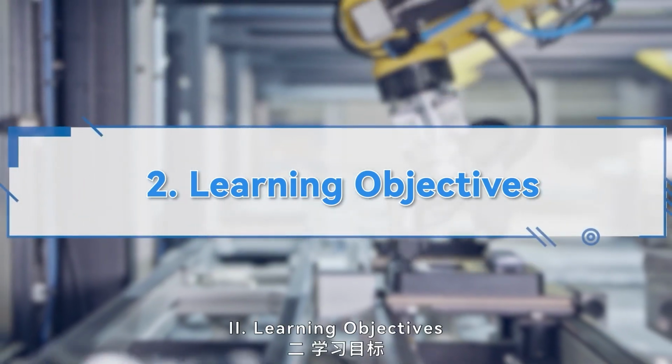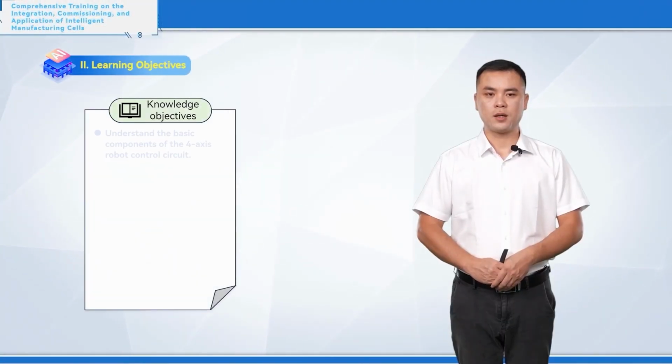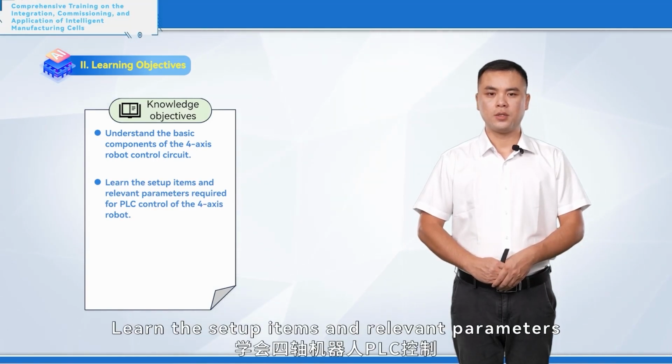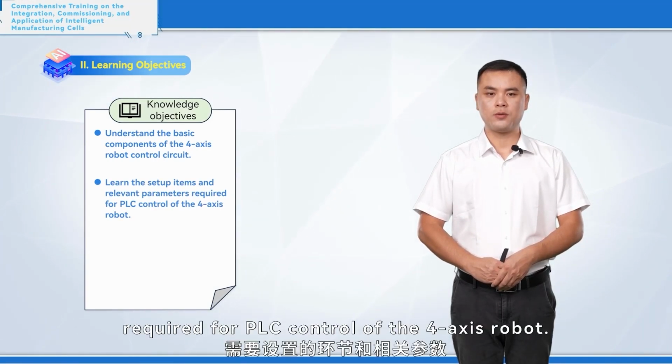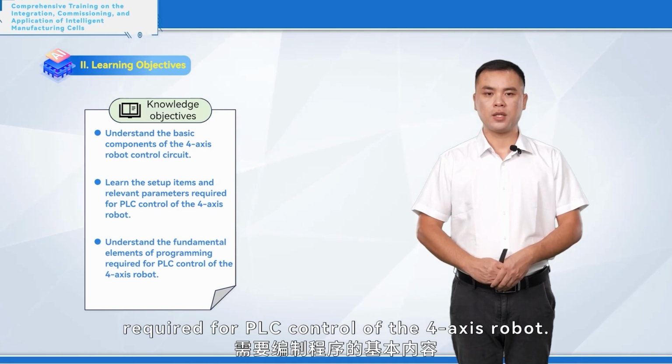2. Learning objectives. Knowledge objectives. Understand the basic components of the 4-axis robot control circuit. Learn the setup items and relevant parameters required for PLC control of the 4-axis robot. Understand the fundamental elements of programming required for PLC control of the 4-axis robot.